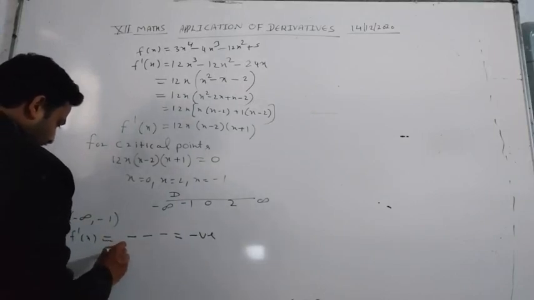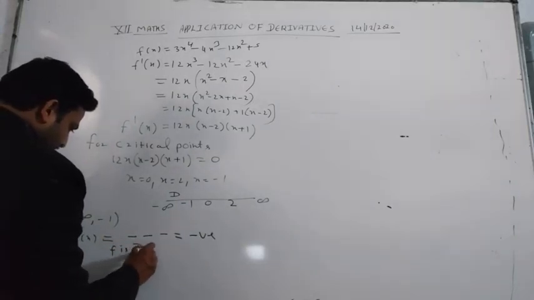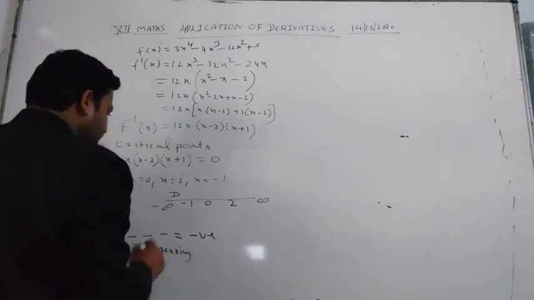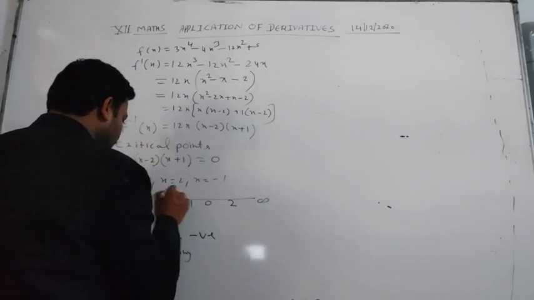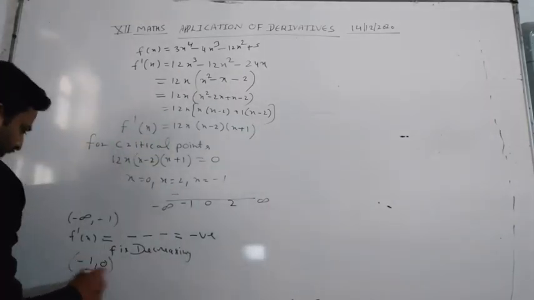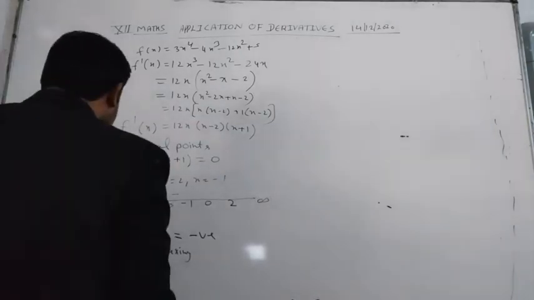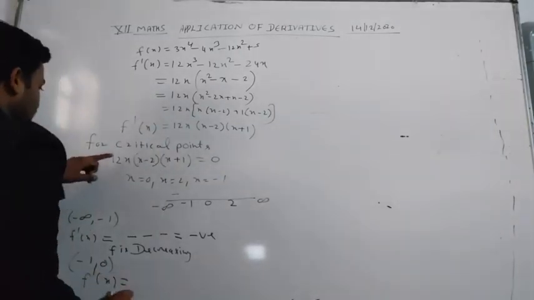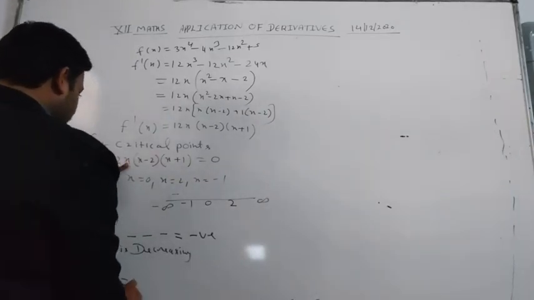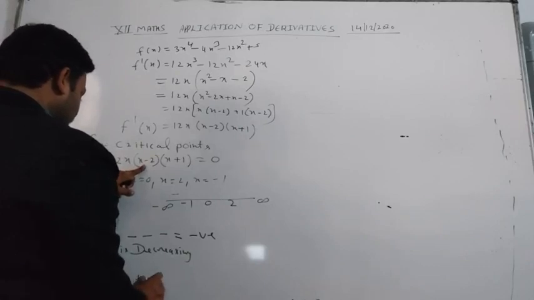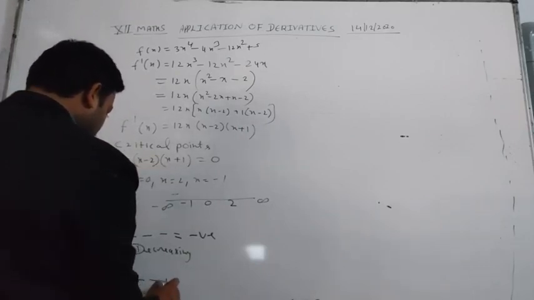So the function is decreasing in this interval, so this is negative. Now check in the interval minus 1 to 0. So take 1 by 2. So what is our f dash x? Let's check. This is positive, this is negative, and this is positive.